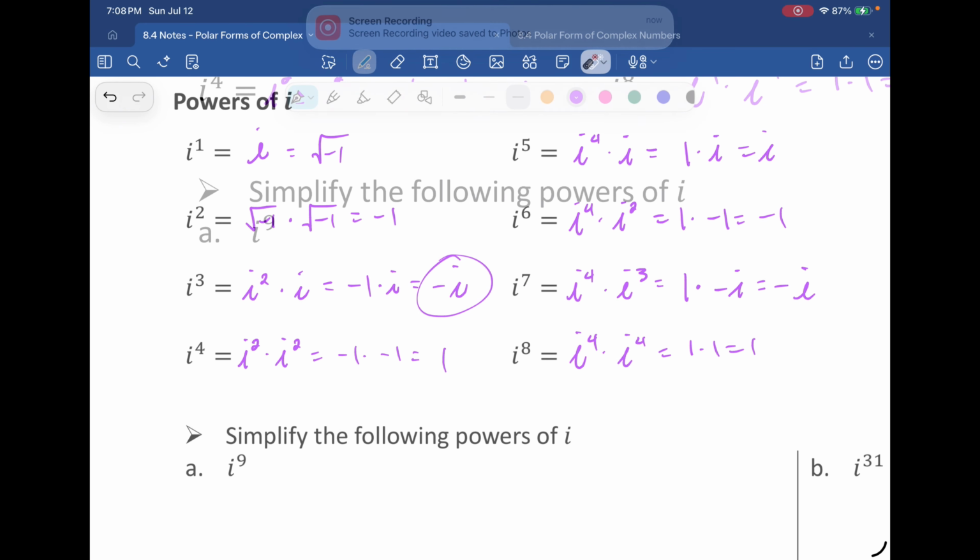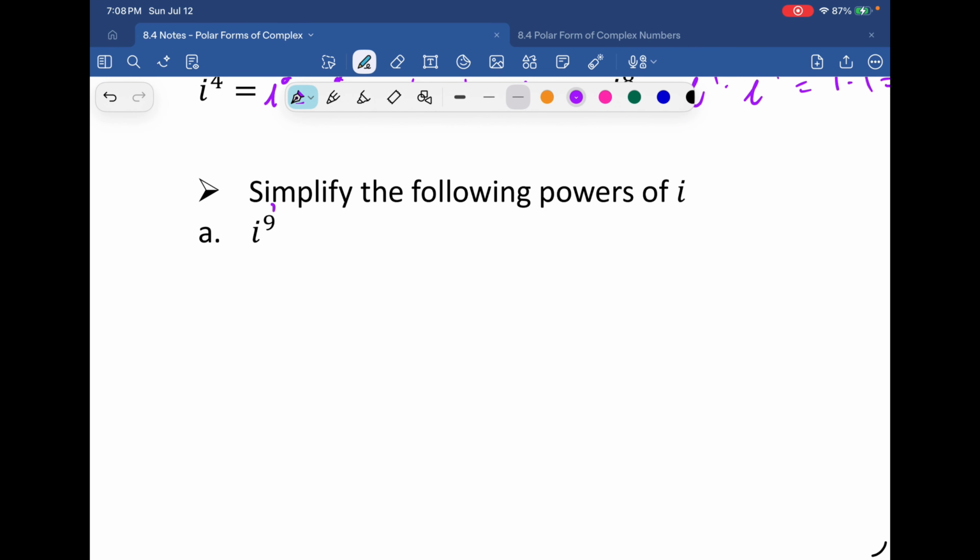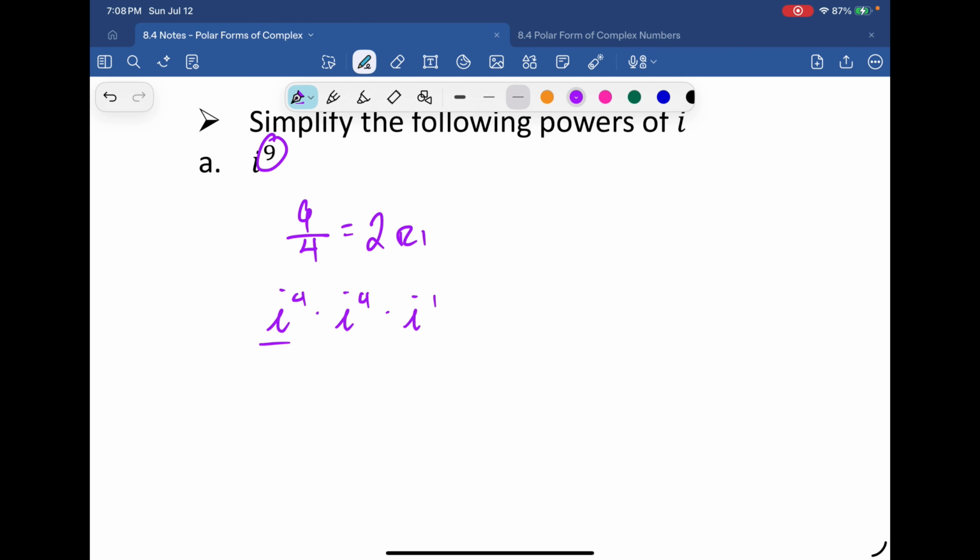That's it. And the way we figure out how many i to the 4ths we have is divide the exponent by 4. All right, well, 9 goes into 4 twice. That means I have 2 i to the 4ths, but I have a remainder of 1. So i to the 1. Well, i to the 4th is 1, and i to the 1 is i.